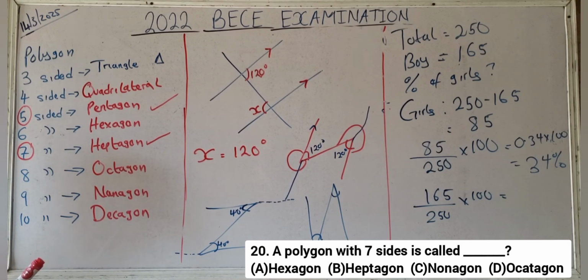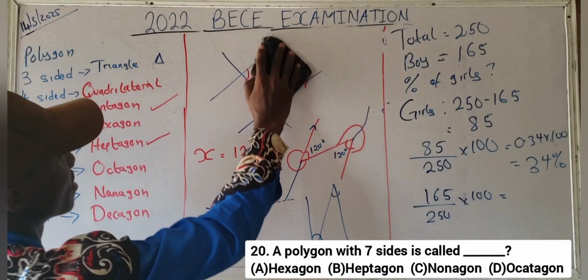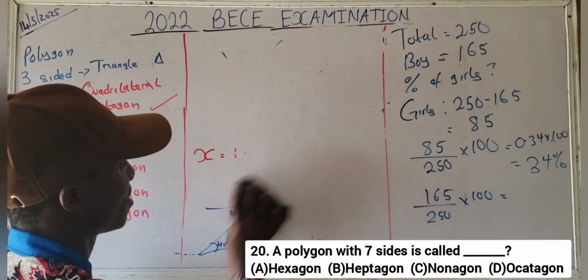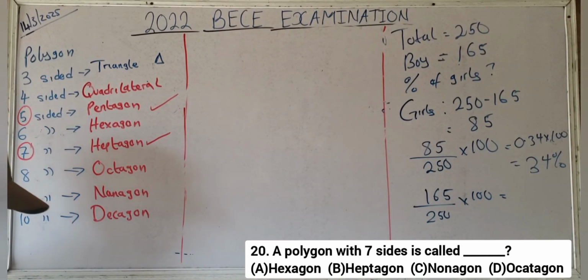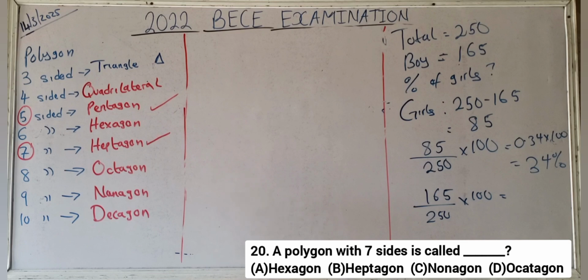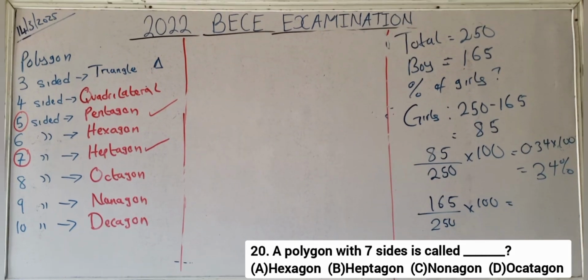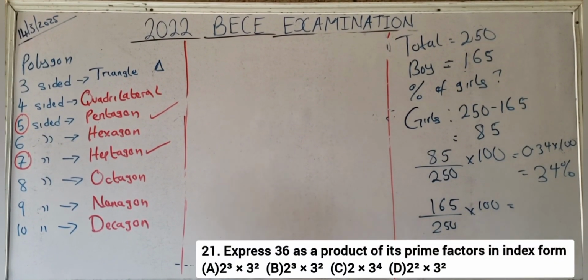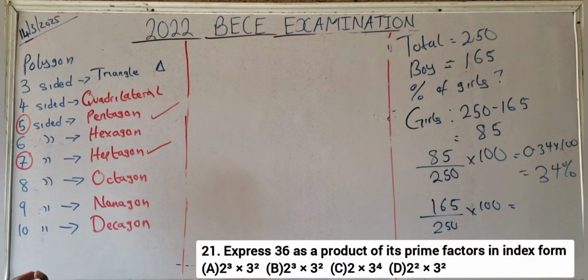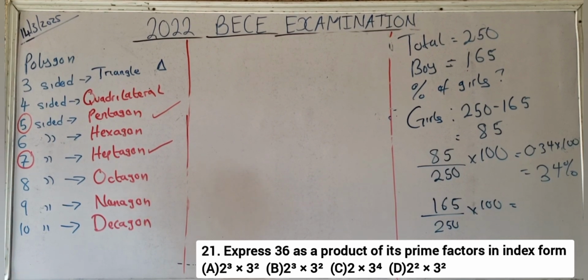Now let's proceed to question number 21. We are asked to express 36 as a product of its prime factors in index form.